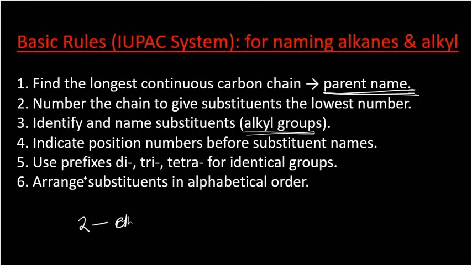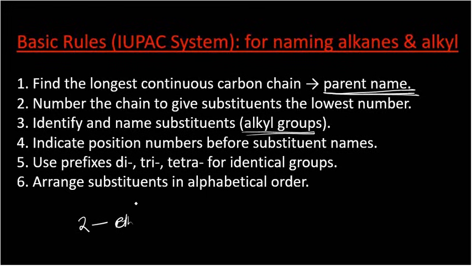That's what it means. Then the other one, use the prefix di, tri, tetra for identical groups. If the branches are the same, we need to use di, meaning there are 2 branches which are the same, tri, meaning 3 branches which are the same. If I say tetra, meaning there are 4 branches which are the same, that's why I have to say what? Tetra. Okay.